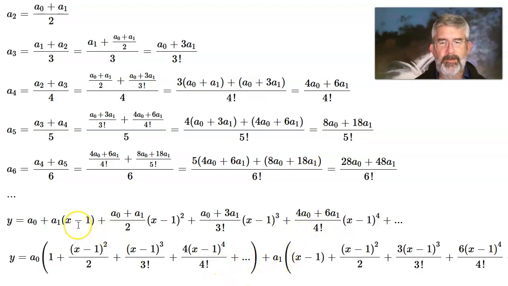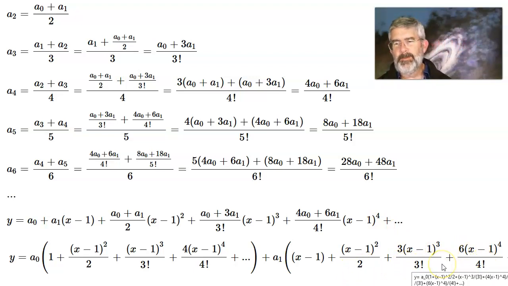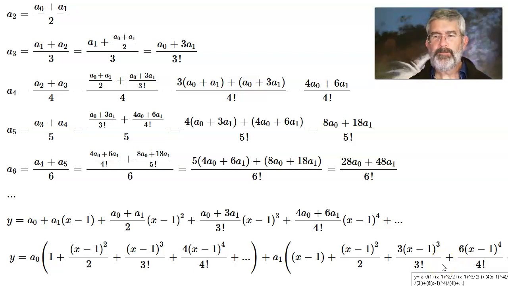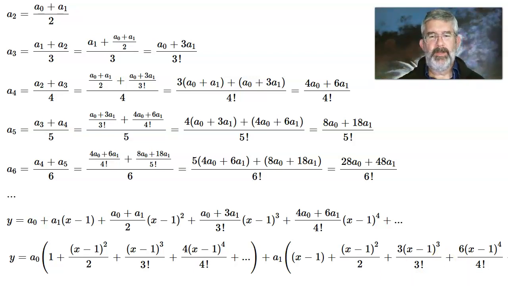The a1s, there's an x minus 1. There's a half x minus 1 squared. There's a 3 over 3 factorial x minus 1 cubed. There's a 6 over 4 factorial x minus 1 to the fourth, and so on, right? So I've got the first 4 terms in each of those series for the 2 independent solutions to that homogeneous equation.